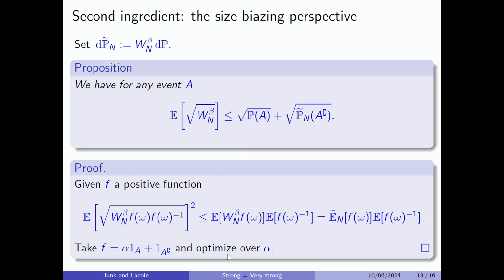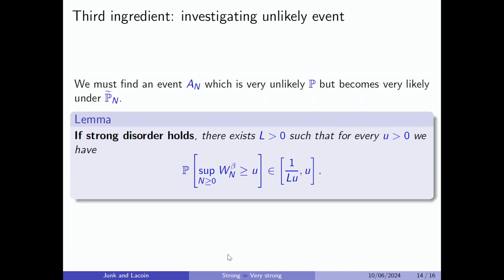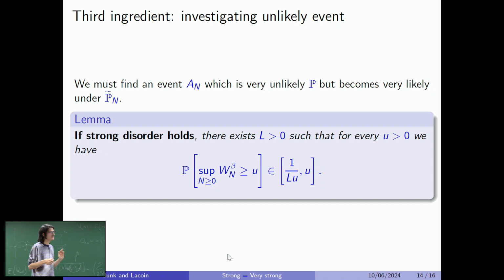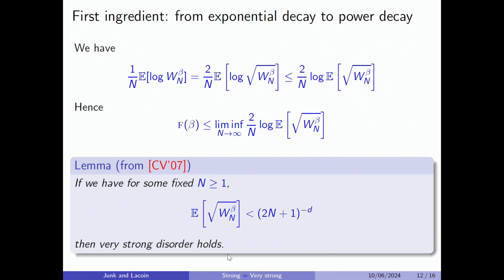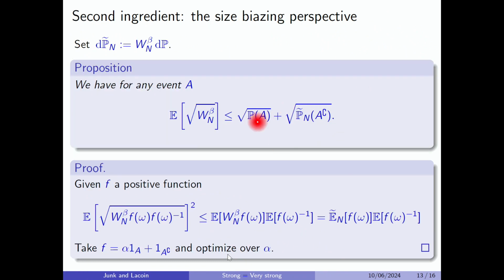What interests us here is that in order to show that we have exponential decay of this, you just need to find an event An which is very unlikely under P and very likely under the size bias measure. And by likely and unlikely, I just mean that the probability of the complement decays like a power of n. Because then you can combine the two preceding results, and this gives you exponential decay. If both these square roots here are smaller than a large power of n, this is okay.